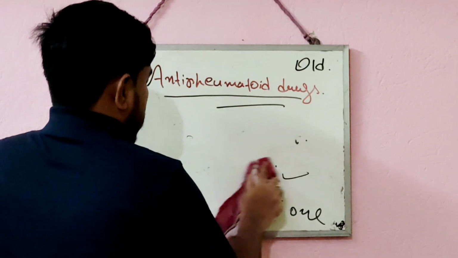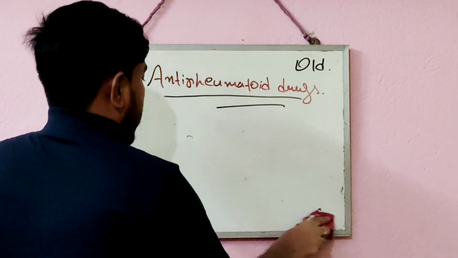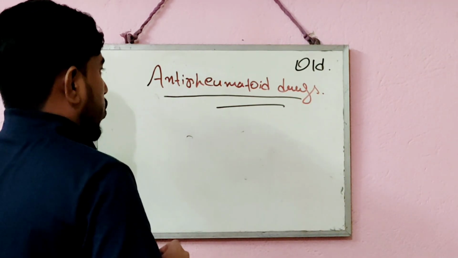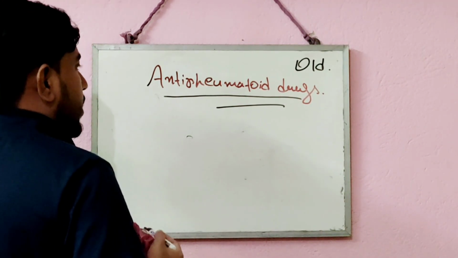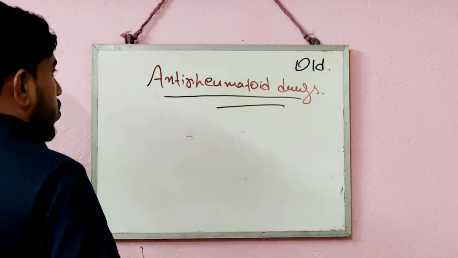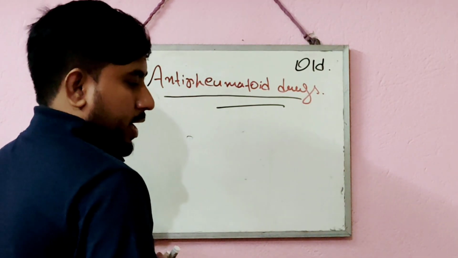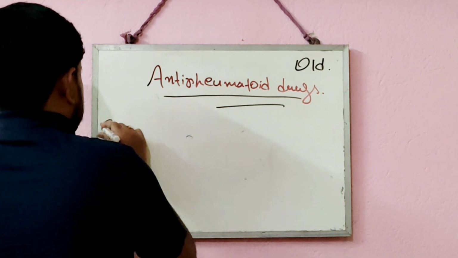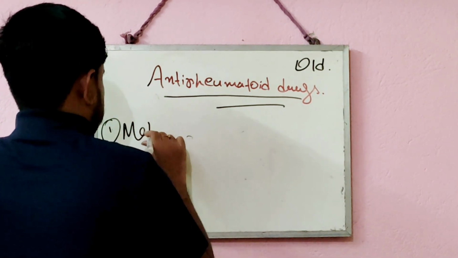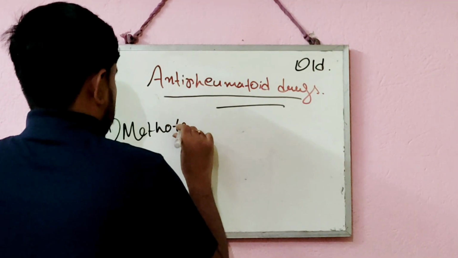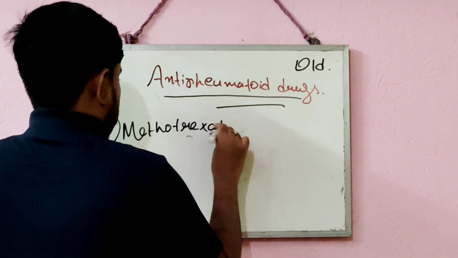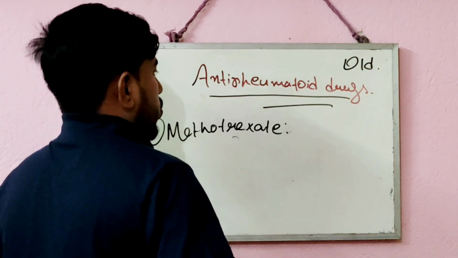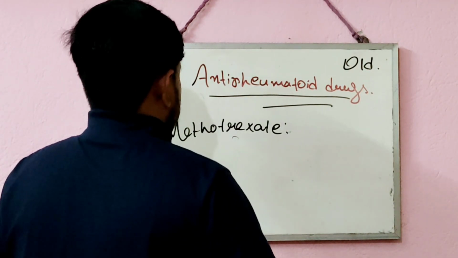Now we will go into individual drugs and their mechanism of action, by which I will explain how each drug shows its action as an anti-rheumatoid drug and is used to get relief from arthritis pain. So the first drug that we are going to discuss is methotrexate. How does methotrexate show its action as an anti-rheumatoid drug?